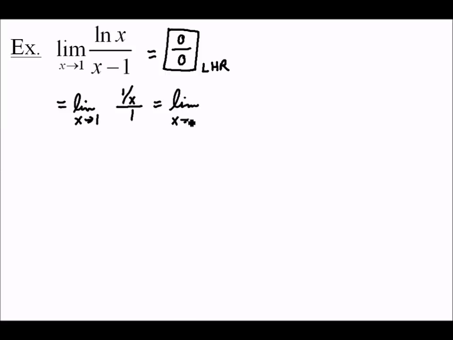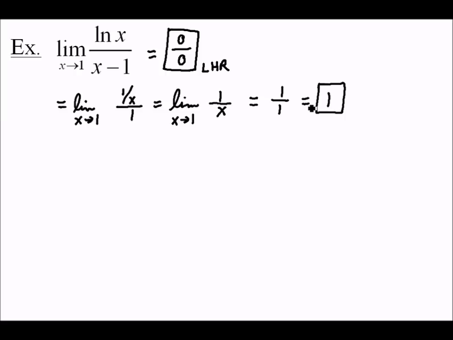Well, I can clean this up, right? This 1 over x divided by 1, that's just 1 over x. And now I can evaluate my new limit. My new limit, I let x go to 1. This is 1 over 1. My answer is 1. So L'Hopital's rule allows us to find the limit of these indeterminate forms where the limit is 0 over 0 or infinity over infinity.